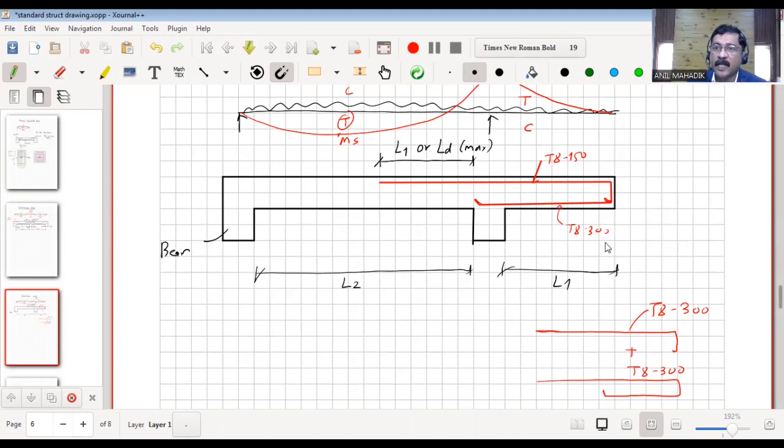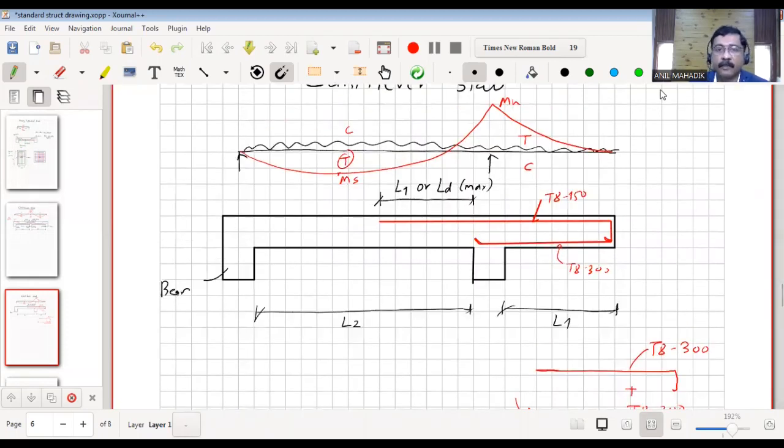And many times I generally recommend, instead of T8 at 300, make it T8 at 150 at the bottom also. Because due to environmental effects, we see that there are cracks and deterioration in this zone. There is corrosion in steel also. So it is better to have more steel in this zone also, because the cantilever is generally exposed to the weather. So I recommend that you can just put this T8 at 150 at the bottom also, like this. Okay, so this is the detailing of the cantilever, and this back side is same as we have seen in the continuous beams.